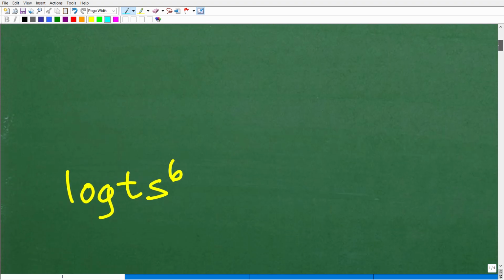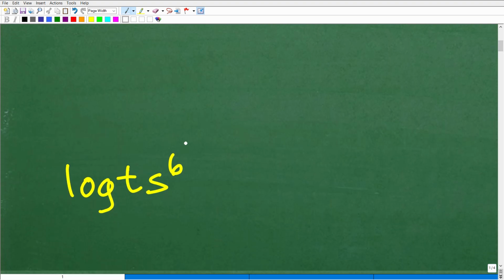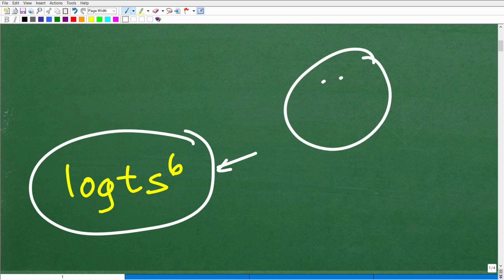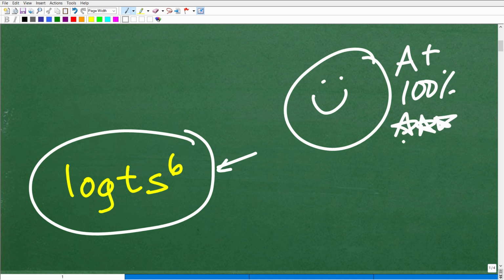The answer is the following: log of t times s to the 6th power. So this is the correct answer. Now, how did you do? If you got this right, that's very impressive. Let's go ahead and give you a nice little happy face, an A plus, a 100%, and multiple stars so you can tell your friends and family that indeed you understand the property or properties of logarithms.